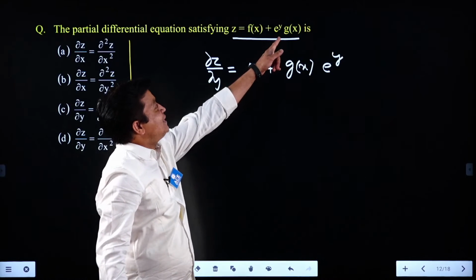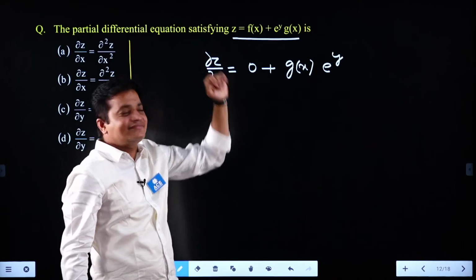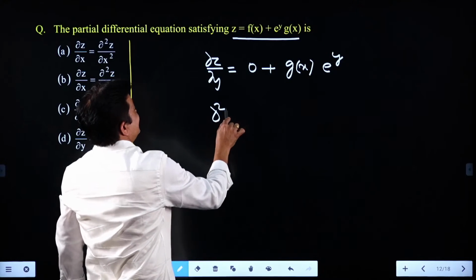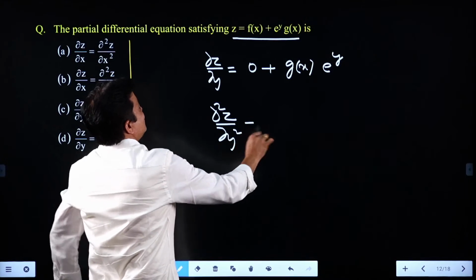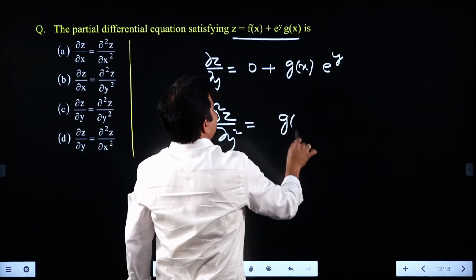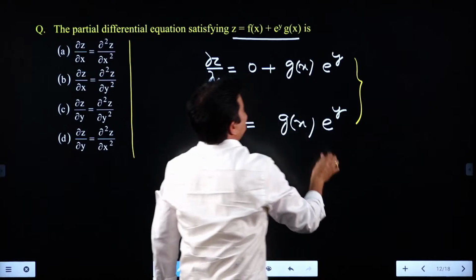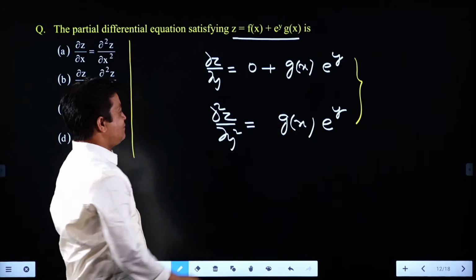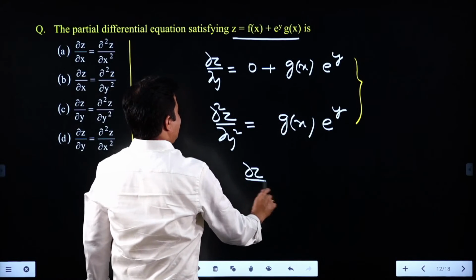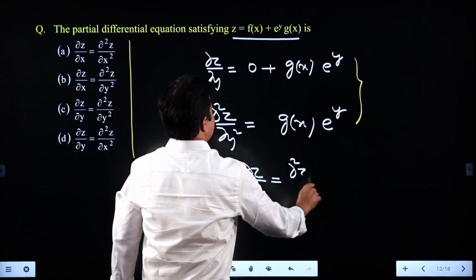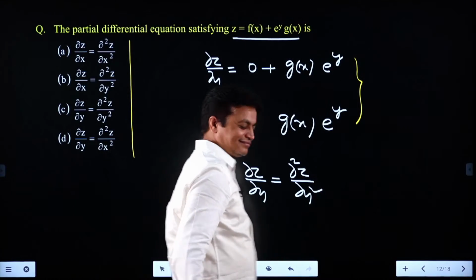If you substitute here, still f of x is there. Again differentiate with respect to y. Dou square z by dou y square. g of x is treated as constant, e power y only. From these two things, both are same. That means dou z by dou y equal to dou square z by dou y square.